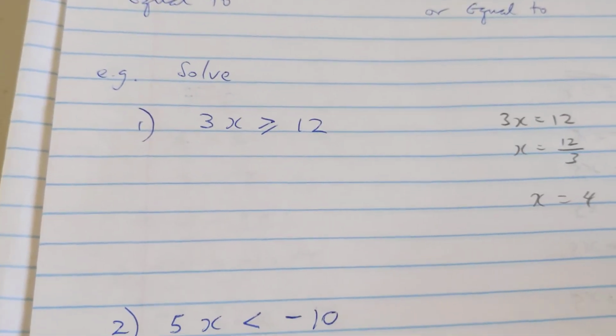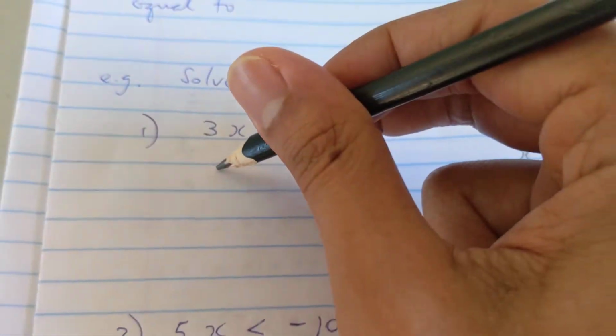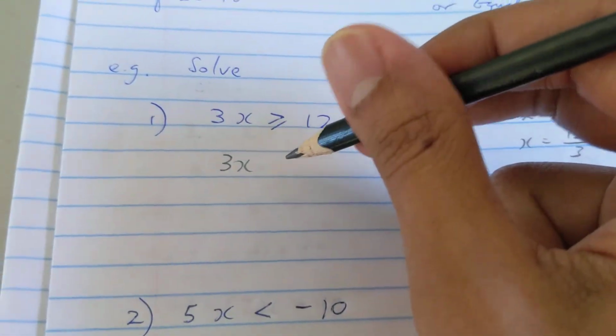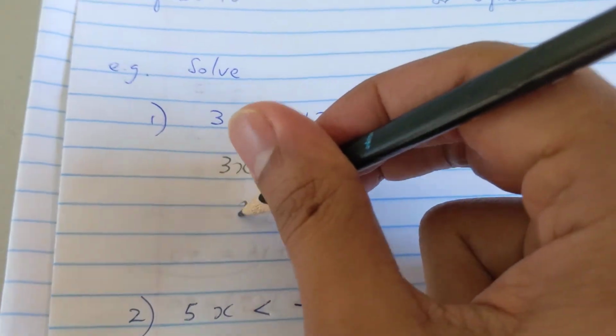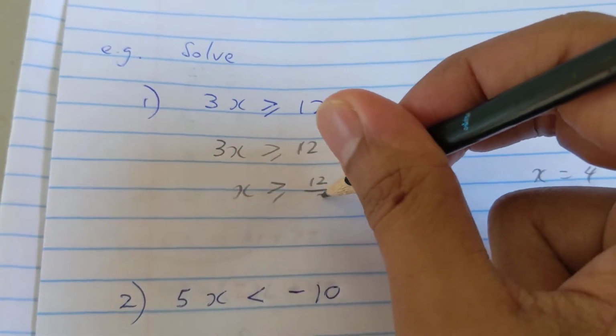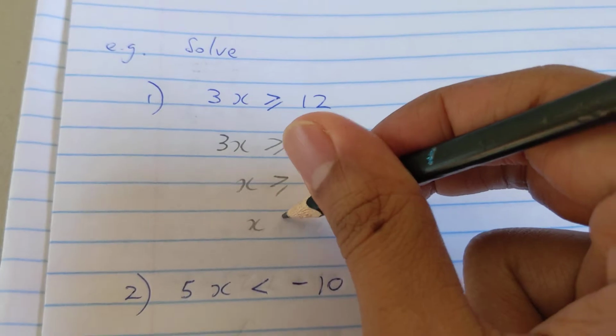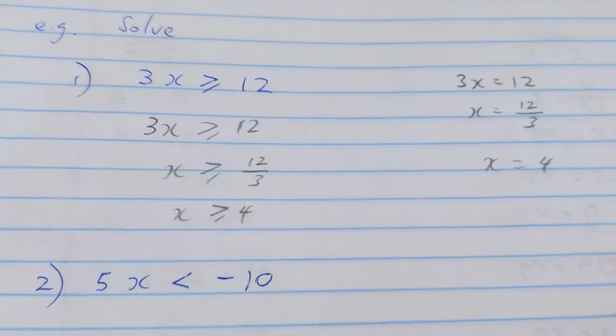It's going to be very similar here. The only difference is I don't have an equal sign, but I could still do the same things. 3x will be less than or equal to 12. X will be 12 divided by 3. So x, 12 divided by 3 is still 4. You realize the working is exactly the same.